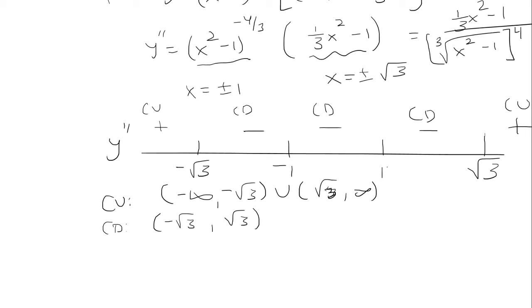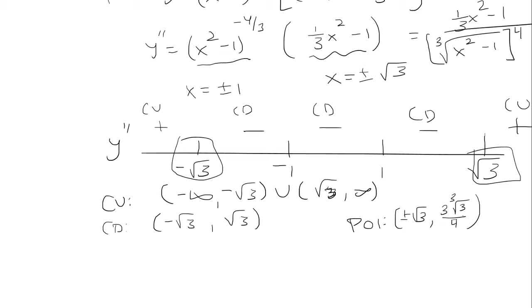So now for the point of inflection, we have to check, when does the concavity change? So it obviously changes over here, concave up to concave down, and then over here, concave down to concave up. So that's plus or minus root 3, and plugging it in, we get 3 times the cube root of 3 over 4. Okay. Let's go on to the next one.